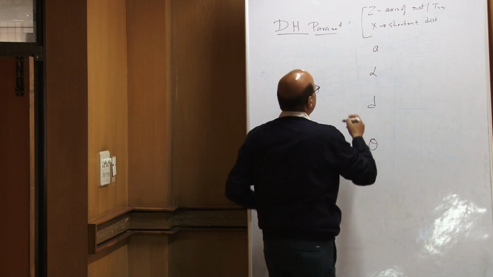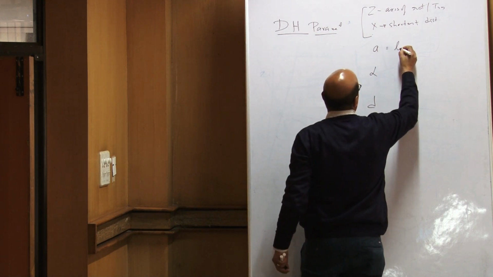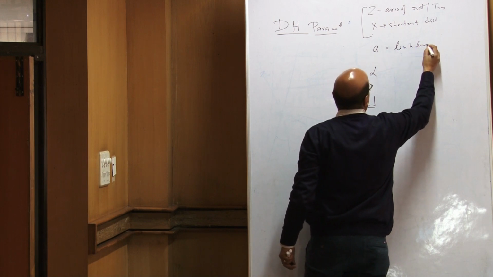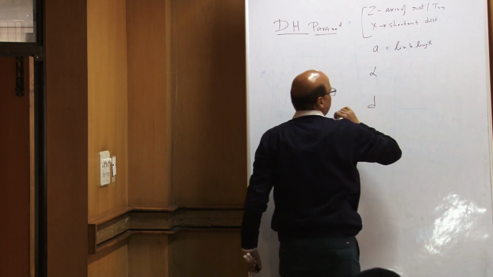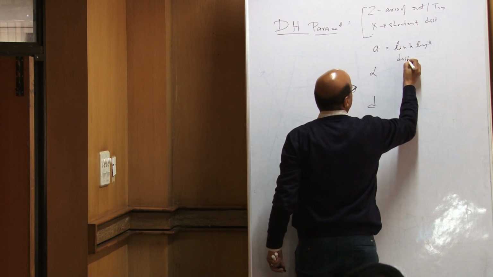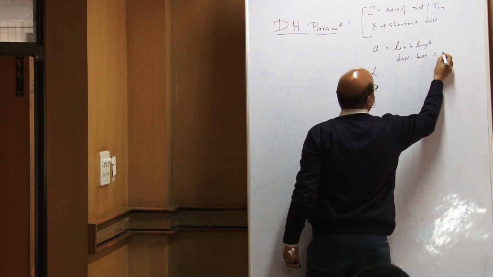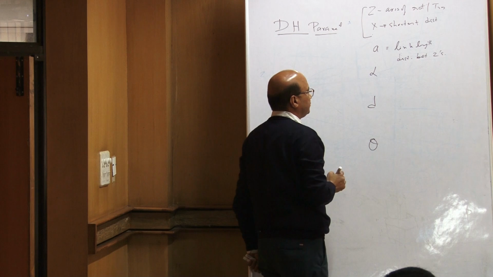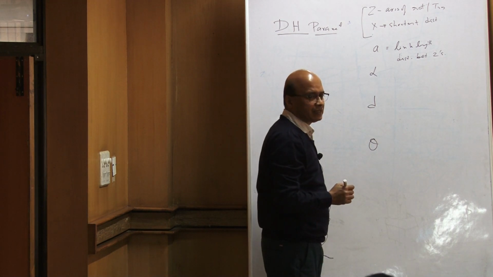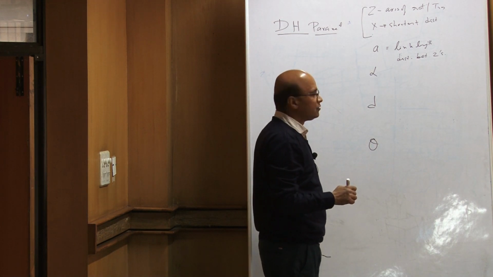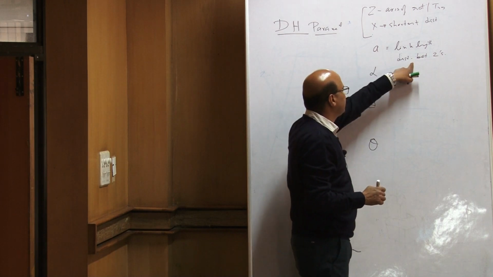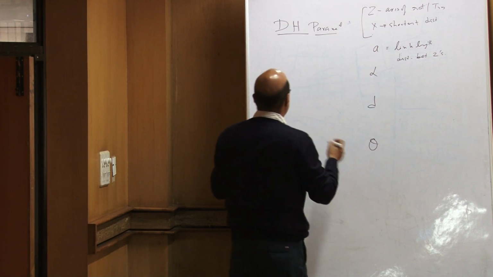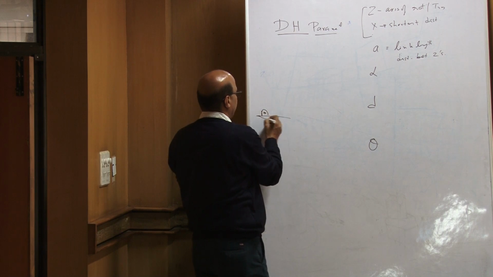A is called the link length. It is easy to remember: it is the distance between the z's. So A is the distance between the z axes. So let's look at an example again.